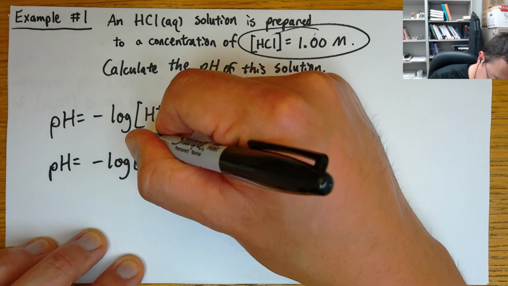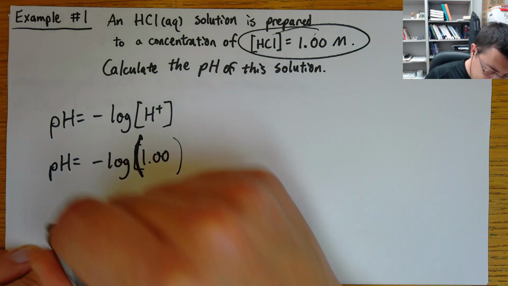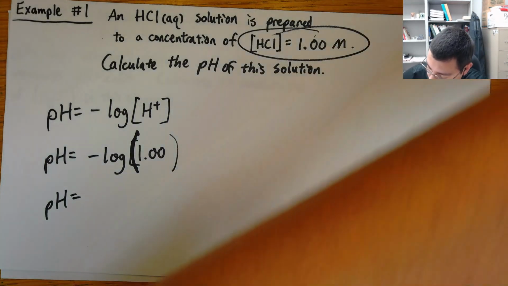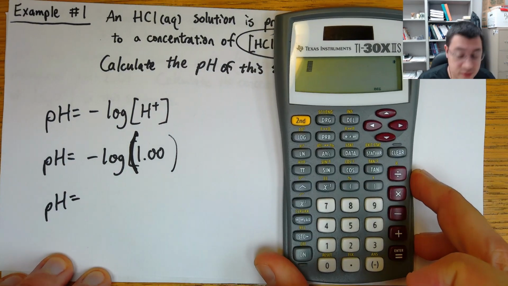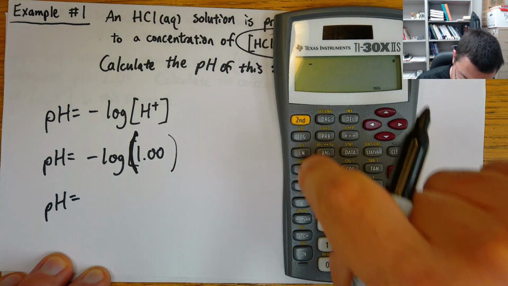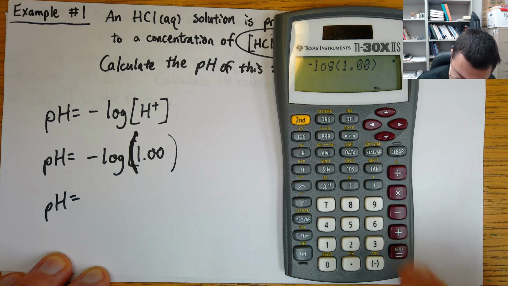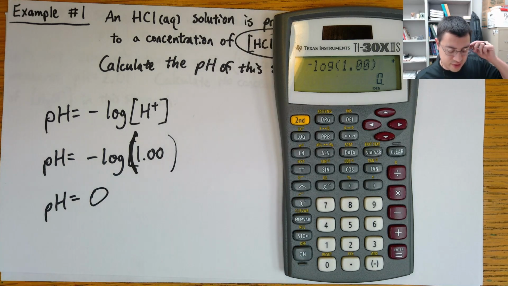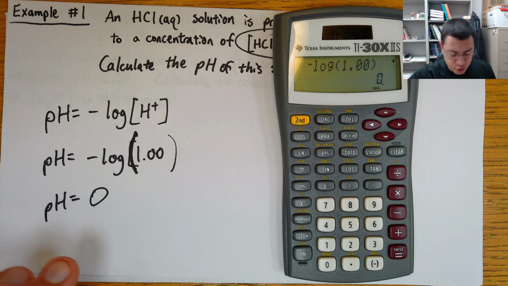I guess in the calculator they usually have the brackets as parentheses. All right, so this is what you put into the calculator. Make sure there's no glare. Okay, good. Negative log 1.00, close the parentheses, hit equals. We get 0. Okay, we get a pH of 0. So this is a very, very strongly acidic solution. Okay, for my students, I would be okay with this.